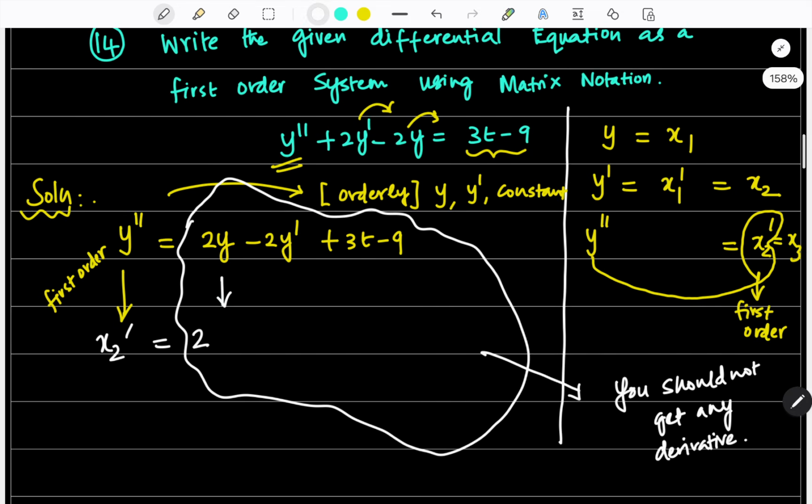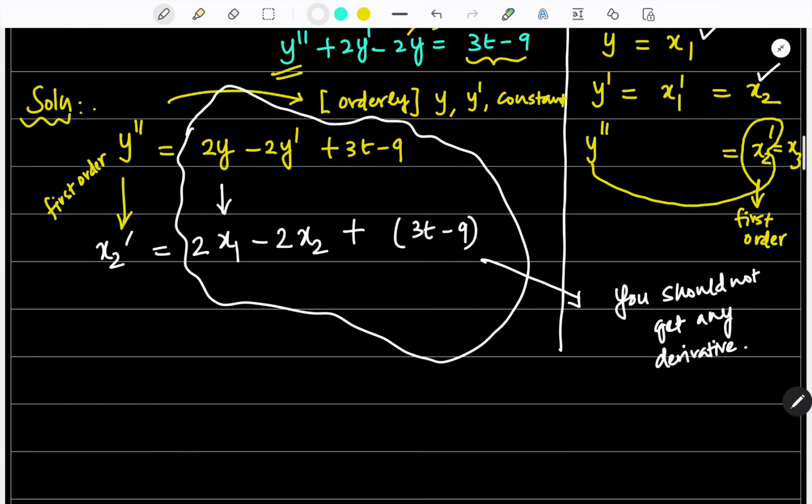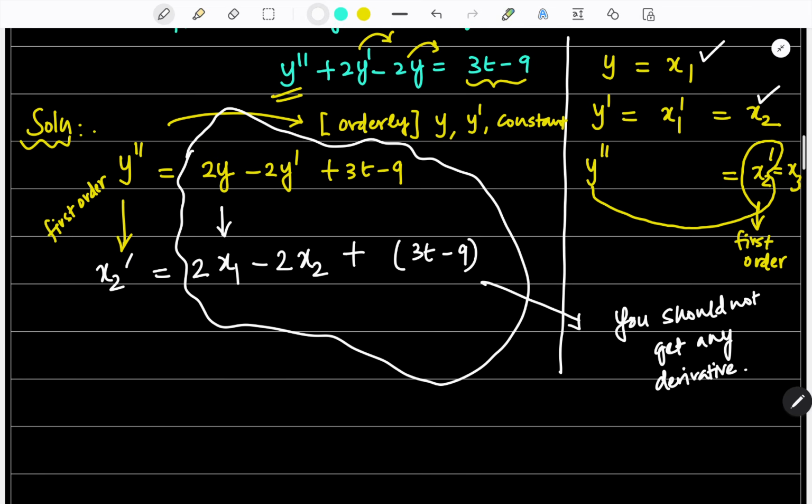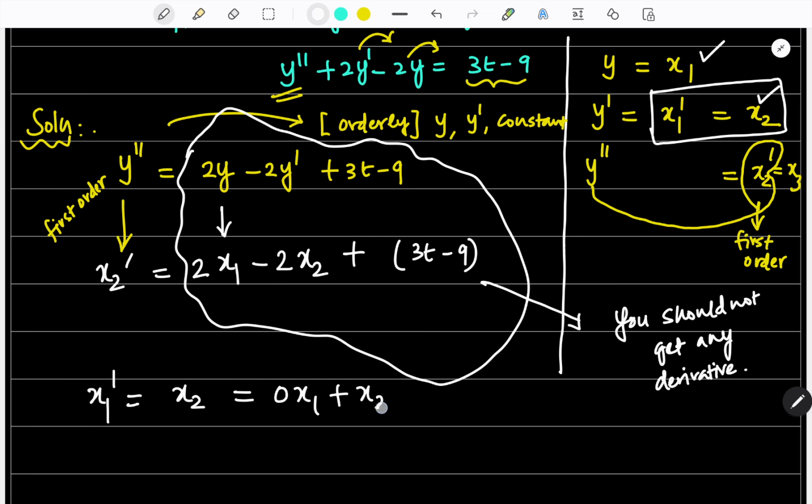Right? What is the value of y? Which is x1 minus 2 times, what is the value of y dash? x2, plus this extra forcing 3t minus 9. So we got an equation in x2 dash. Now I need an equation in x1 dash. In the same manner, x1 dash is equal to x2, but I'm going to write this as 0 x1 plus x2.